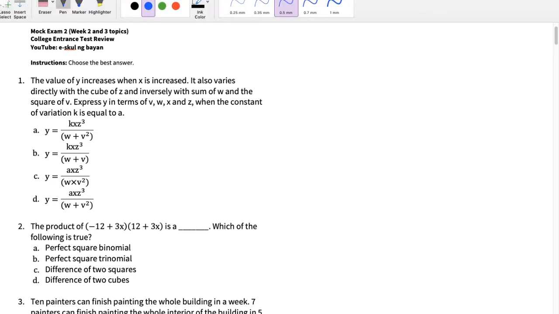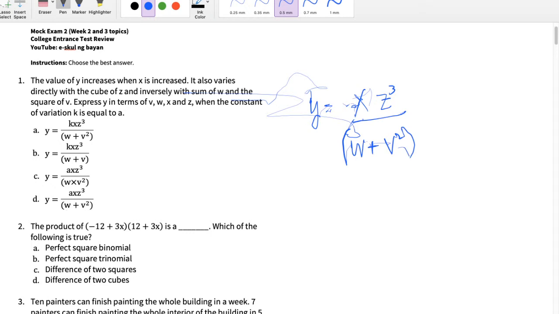Okay, for number 1, the value of y increases when x is increased. It also varies directly with the cube of z and inversely with the sum. Okay, take note of that. With the sum of w plus the square of v. So here the answer is letter D.